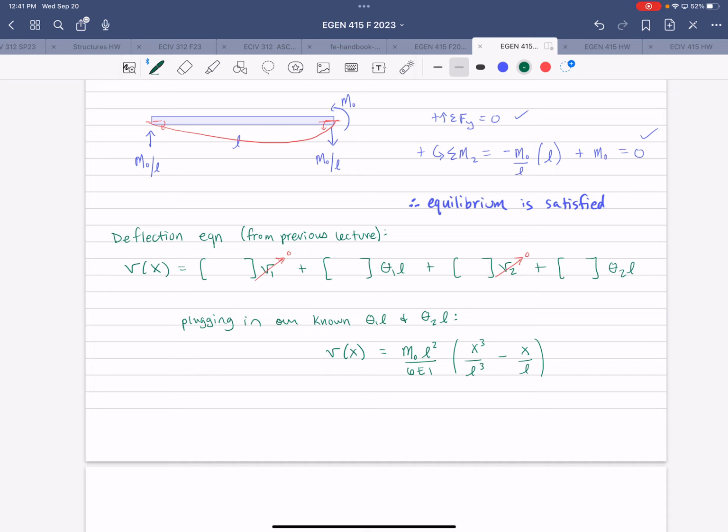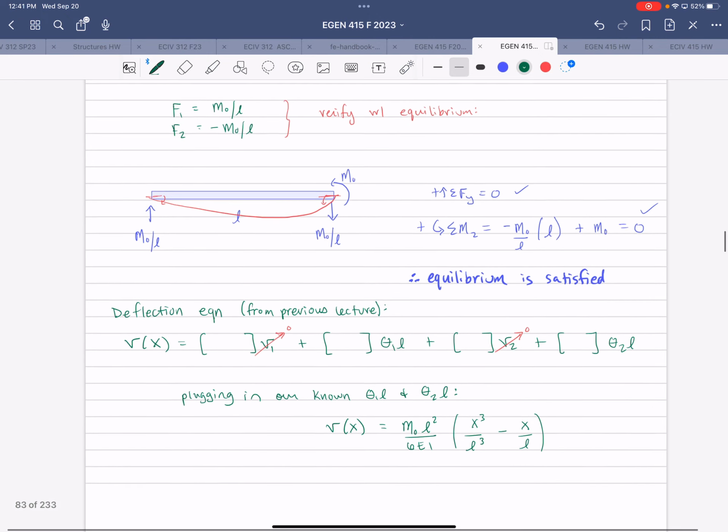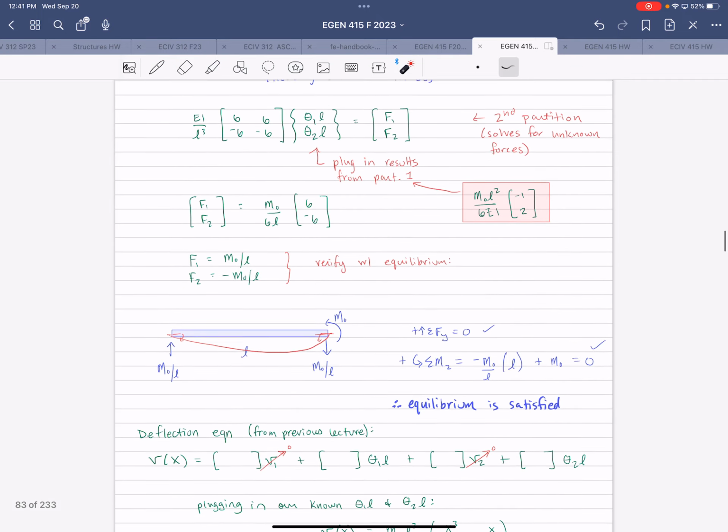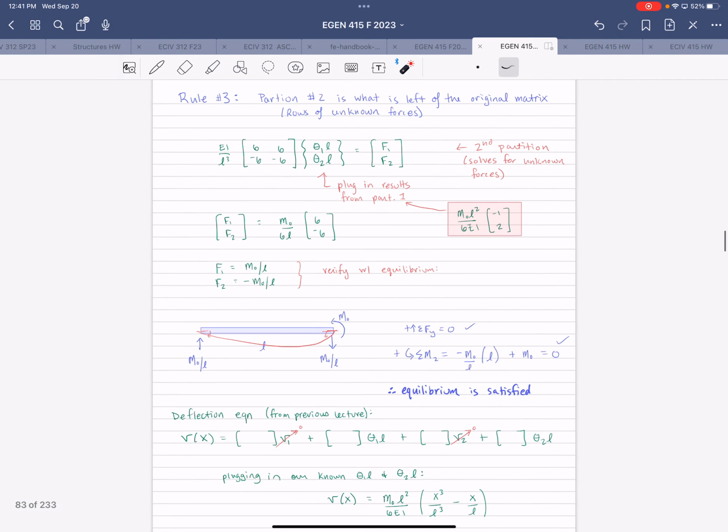Yeah, question? Can you explain how you're doing the matrix simplification to like F1 is just equal to m naught over 6L? Up here. Can you explain that? Sure. So from this equation, if you plug this in for theta 1L and theta 2L, and then just multiply it through, that's the result. This is the result of K times this.